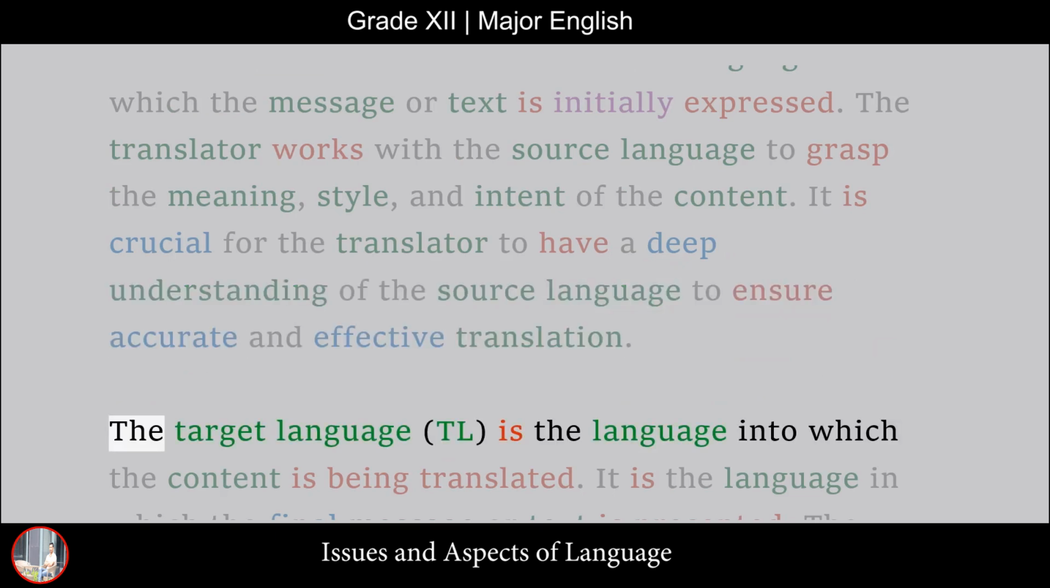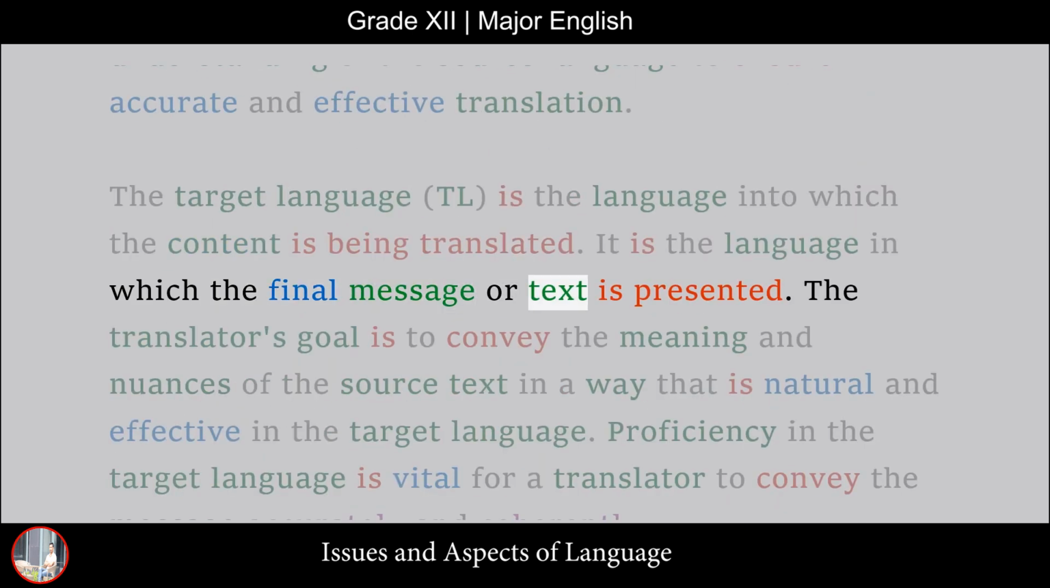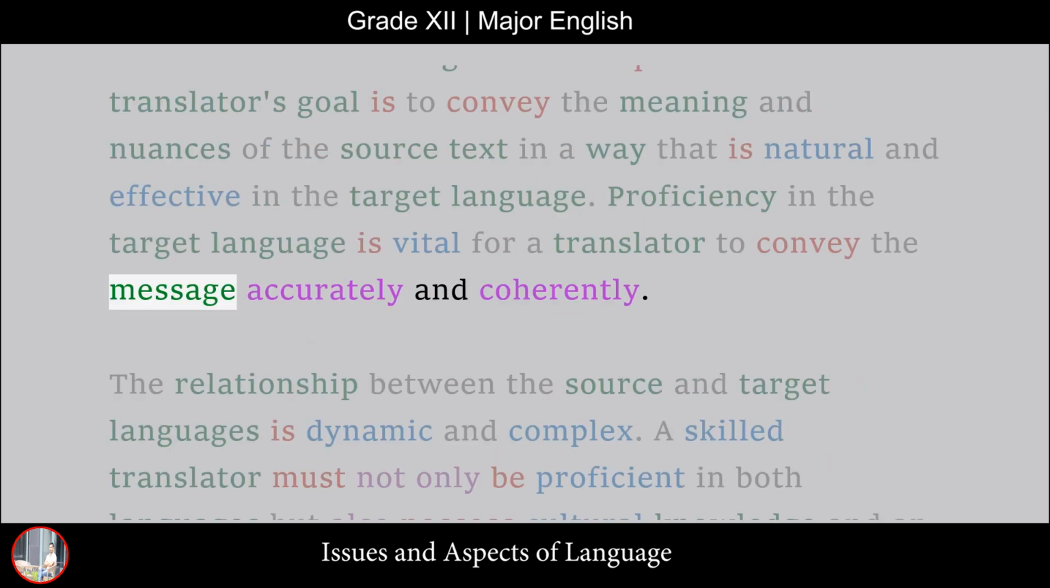The target language, TL, is the language into which the content is being translated. It is the language in which the final message or text is presented. The translator's goal is to convey the meaning and nuances of the source text in a way that is natural and effective in the target language. Proficiency in the target language is vital for a translator to convey the message accurately and coherently.